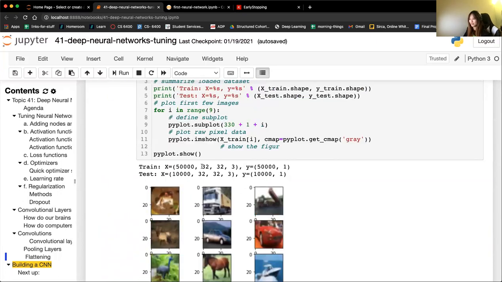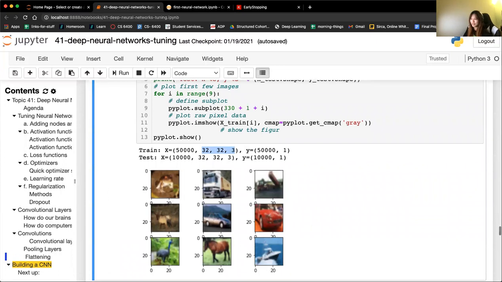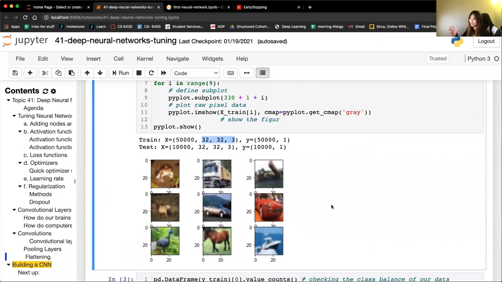And this you can actually find from here. So you know that each image is only 32 by 32 pixels. So therefore, they look very, very pixelated. But you can sort of make out what they are.